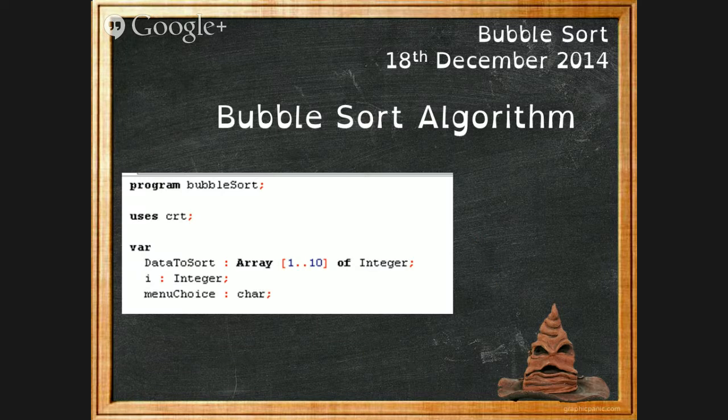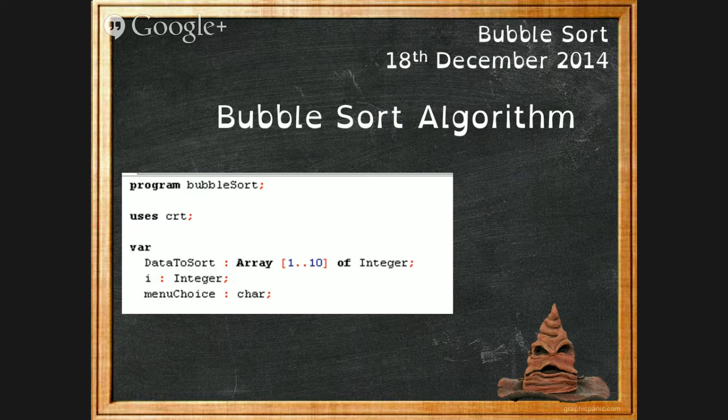So this is where I want you to start off with. We're going to create a program called Bubble Sort, and because I want to clear the screen, we're going to use the CRT library file. We are going to have one array, and we're only going to use 10 just to start off with because it makes life easier for us. And I've called that data to sort.